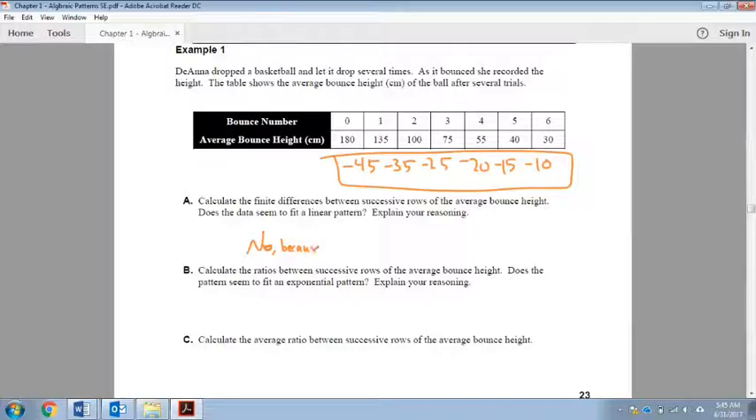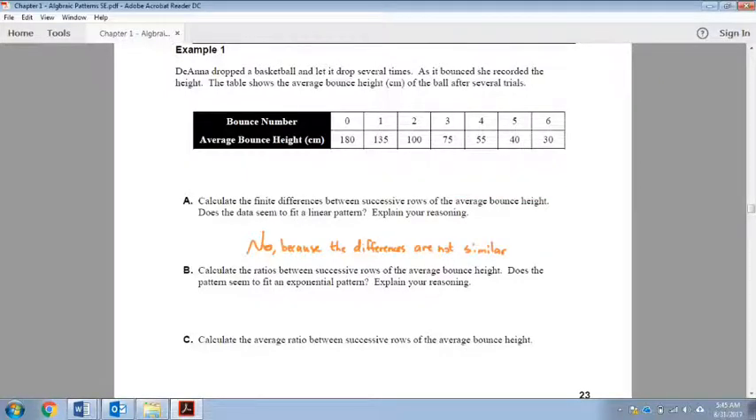Because the differences are not similar. Alright, so there's a difference between is a linear function and follows a linear function, okay? If it is a linear function, it's perfect. If it follows a linear function, they're close, and you can turn it into one to closely represent it. Alright, but this doesn't fit because they're very different.